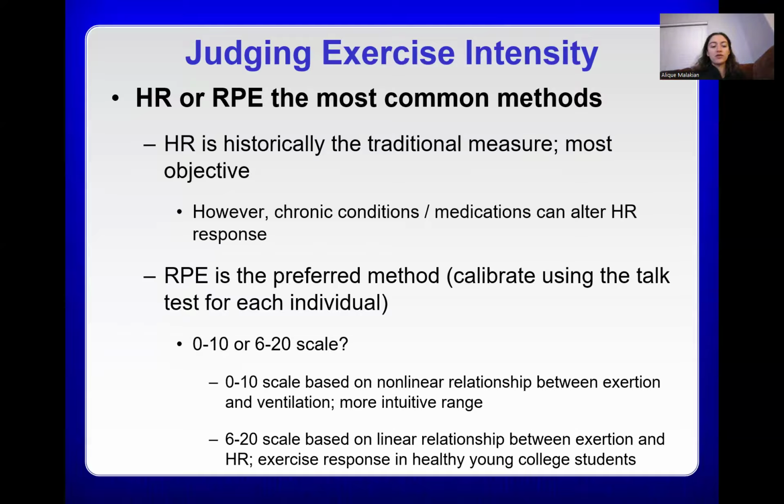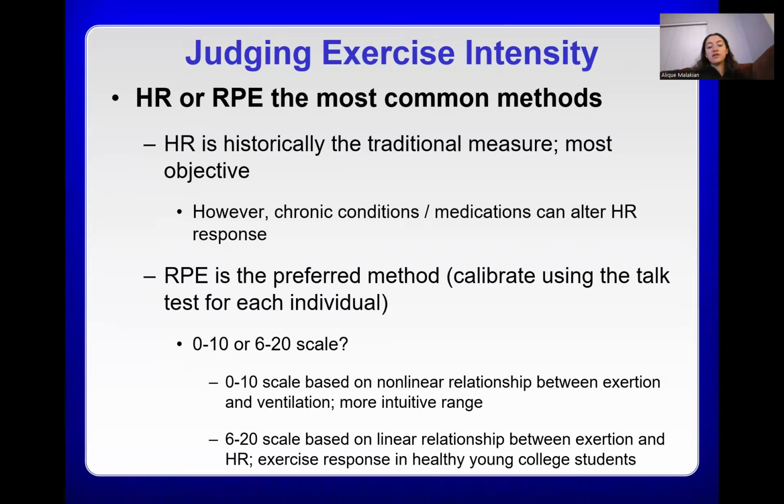Now, why don't we talk about what scale to use? I showed you the 0 to 10 scale, but some of you may also be familiar with the 6 to 20 scale, the Borg scale. Typically, when we do research, when we're working with athletic populations or a healthy population in general, we tend to use the 6 to 20 scale, but the 0 to 10 scale is based on a nonlinear relationship between exertion and ventilation. And for most people who are not in our field, 0 to 10 is a more intuitive range, right? 0, no work, 10, extremely difficult.